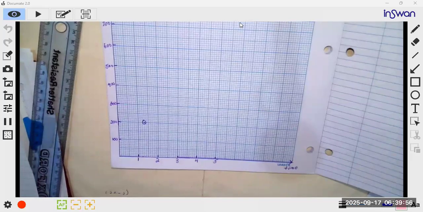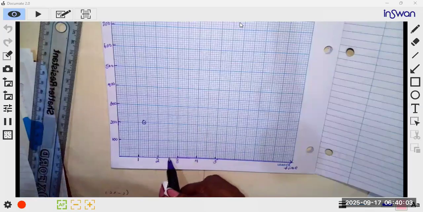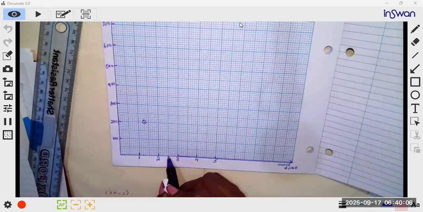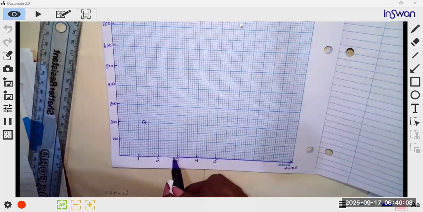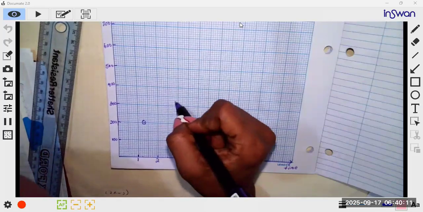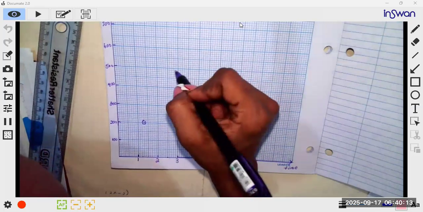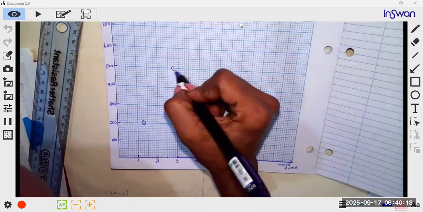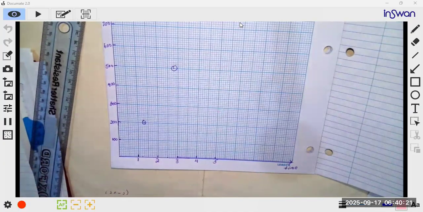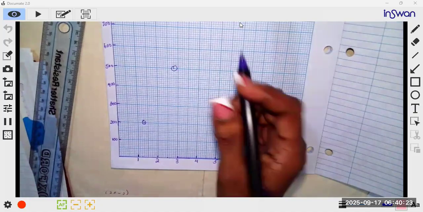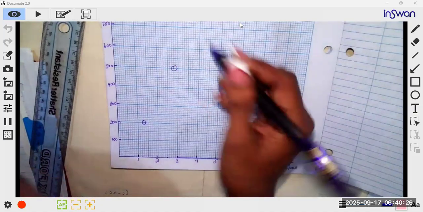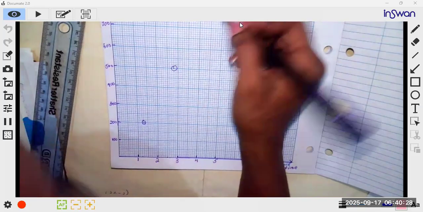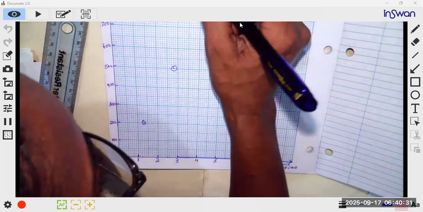Good? Then you're going on to 500, and it's 2.8 first and then 500. So it'll be here's 2.5, 2.6, 2.7, 2.8, and 500. Good? And lastly, 4.4 and 900. So 4.4 will be just before the 4.5. 4.4 and 900.